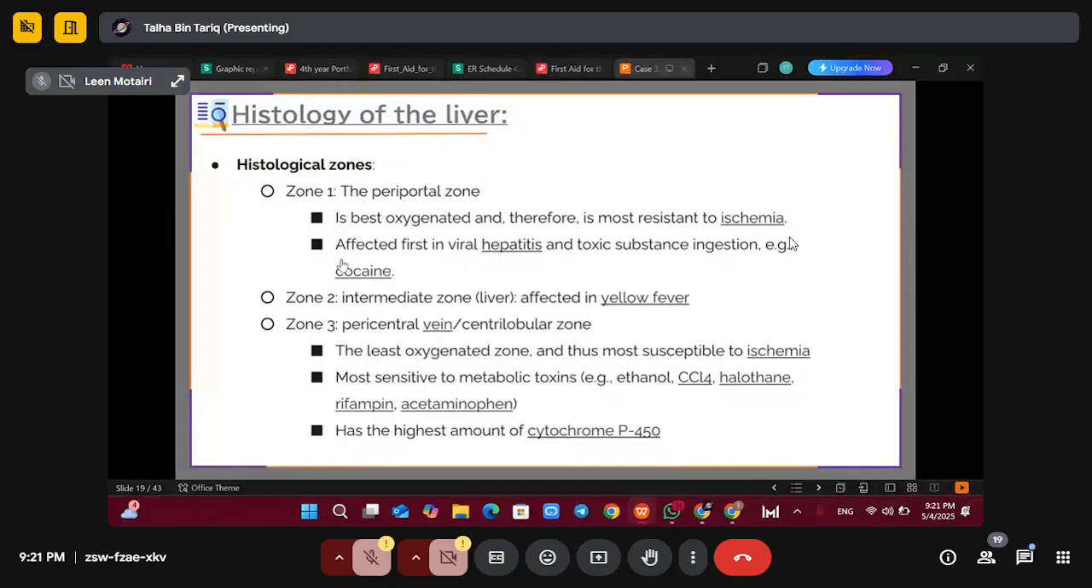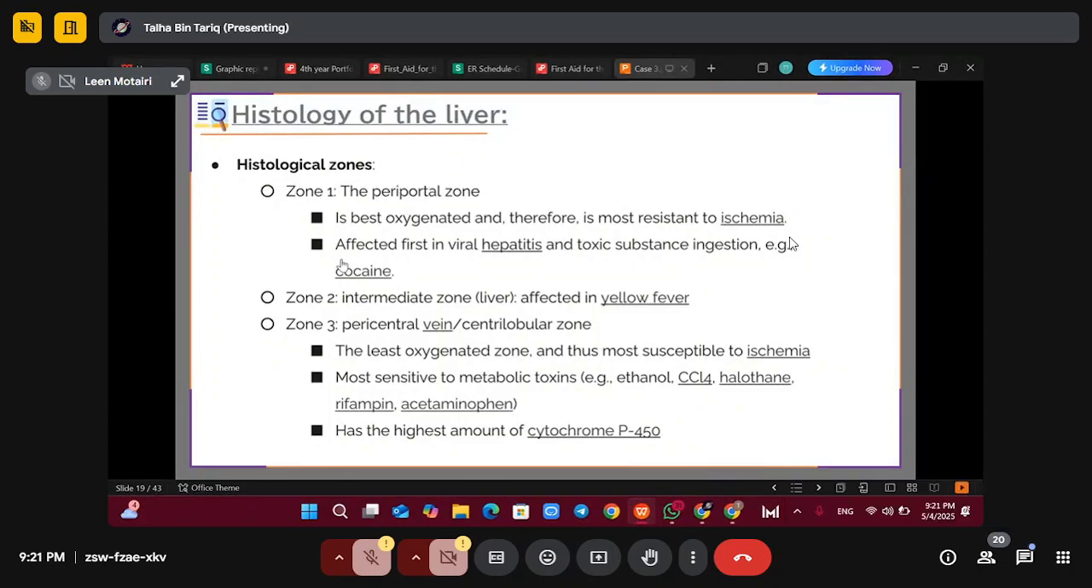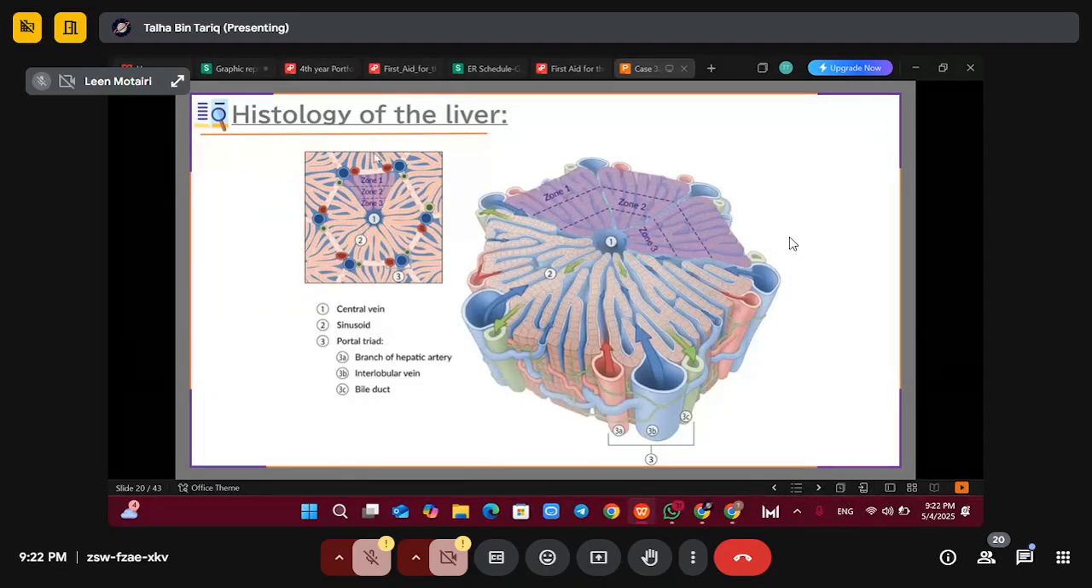So zone 1, the best oxygenated, is affected first in viral hepatitis or ingestion of toxic substances. Zone 2, the intermediate zone, is affected in yellow fever. Zone 3, the centrilobular zone, is least oxygenated, most susceptible to ischemia, most sensitive to metabolic toxins, and has the highest amount of cytochrome P450. So this is a picture, zone 1, zone 2, and zone 3. These are the 3 zones. And this is the central vein. So blood is flowing in this direction.